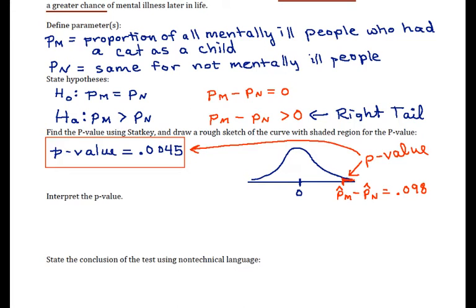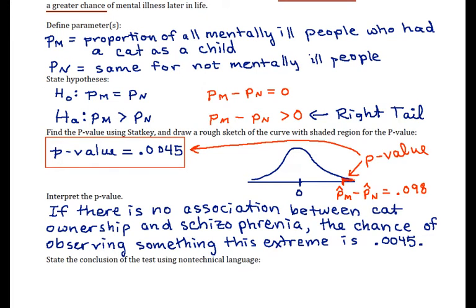We don't just say if the null hypothesis is true, we want to say what it means for the null hypothesis to be true. In this case, that would mean that the proportion of mentally ill people who had a cat as a child is equal to the proportion of not mentally ill people who had a cat as a child. And we could also say that in fewer words by saying that there's really no association between having had a cat as a child and having mental illness. So if there's no association between having had a cat as a child and having mental illness as an adult, then the chance of us observing something this extreme or more is 0.0045.